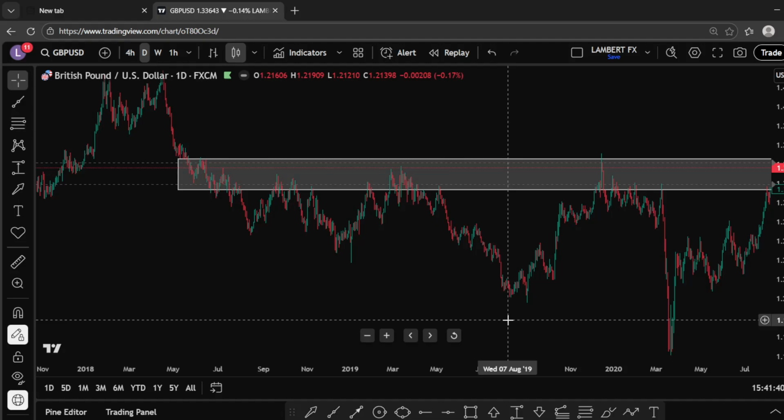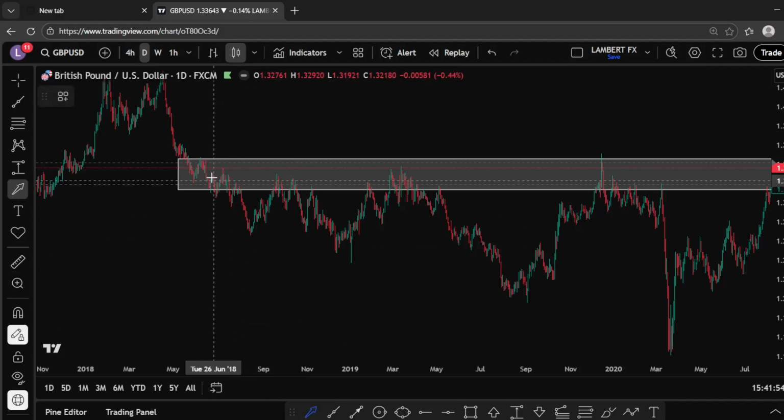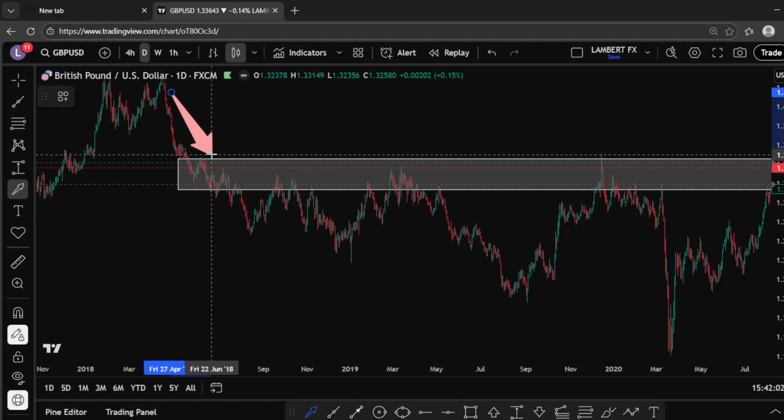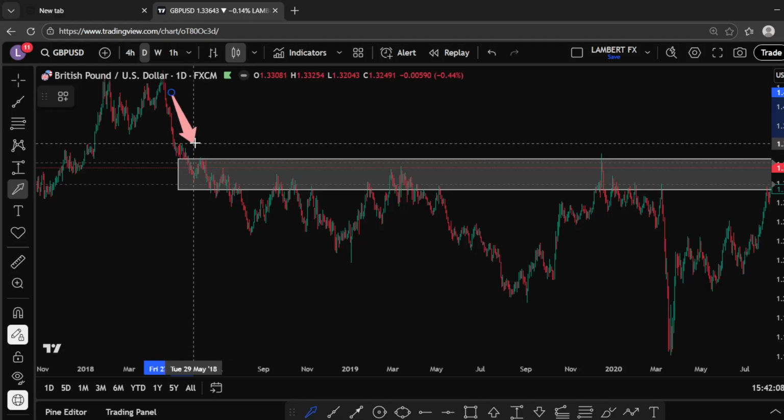All right. So this is our 104 video, and we are looking at the British pound against the US dollar on the daily time frame. Okay. So we were trading to the downside before we met a stumbling block, the area we call support and resistance zones.